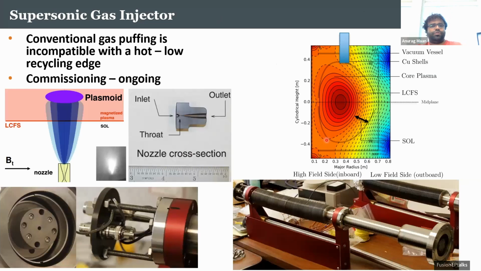The other addition to the machine is a supersonic gas injector, which has been mounted on the top, and we are in the process of commissioning it. We have to get the gas puff programming right for this to work. But the general idea is, if you use a supersonic gas injector, you can probably get past the scrape off layer there and fuel the core directly. This is ongoing, and hopefully this will work soon.